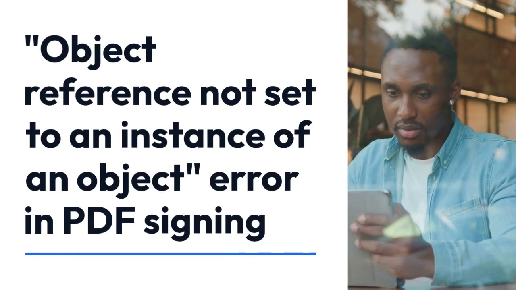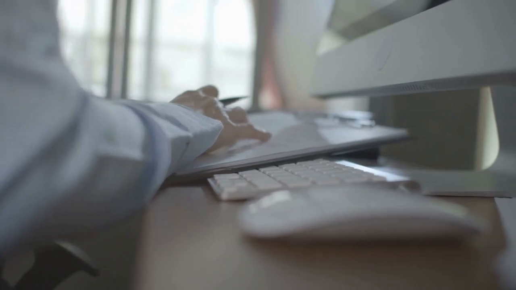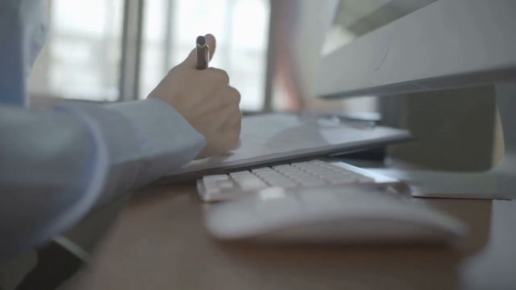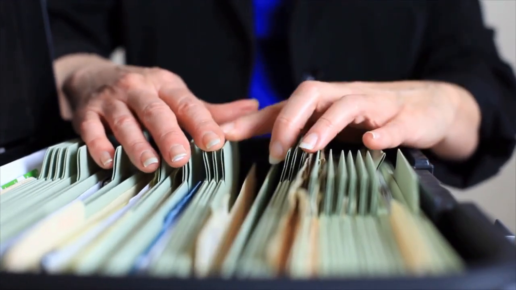We're explaining the "object reference not set to an instance of an object" error in PDF signing. This frustrating error typically pops up when your code tries to use an object that hasn't been properly created or initialized. Think of it like trying to write on a blank piece of paper that doesn't exist yet.